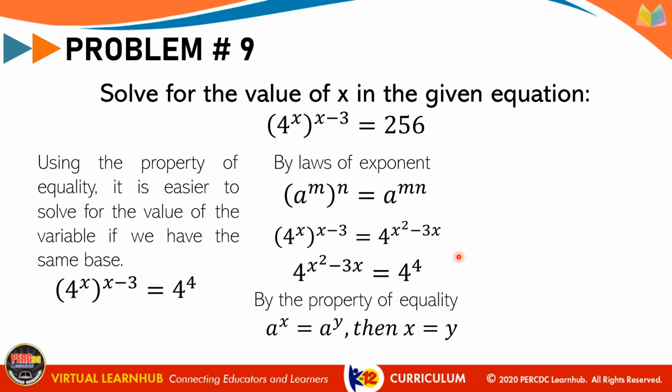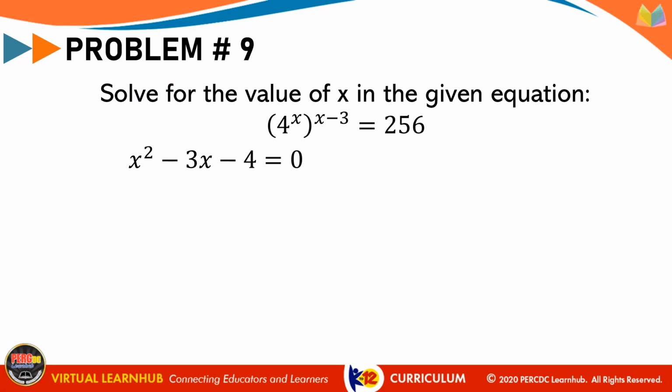So by property of equality, if a raised to x is equal to a raised to y, then x is equal to y. Now we can equate the exponents of these two expressions. We will have x squared minus 3x is equal to 4. From the previous slide, we have x squared minus 3x equals 4. Transposing it to the left side, we will now have x squared minus 3x minus 4 is equal to 0. Now, we will solve for x.